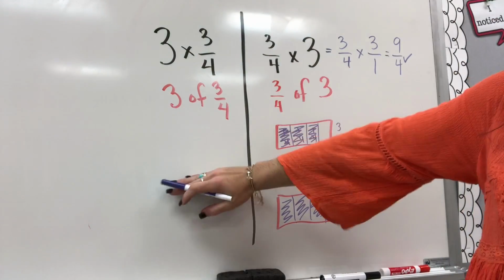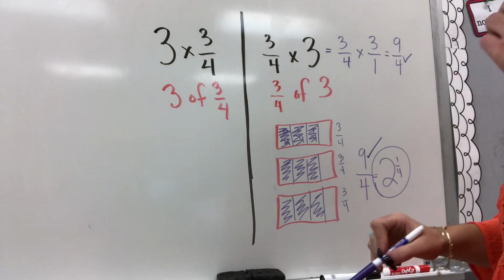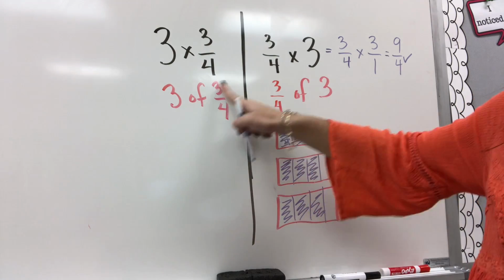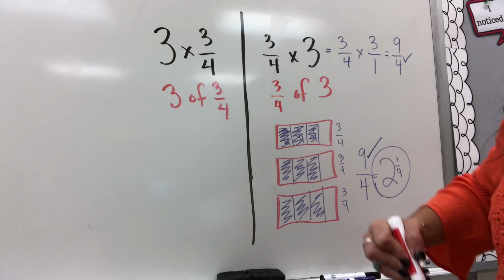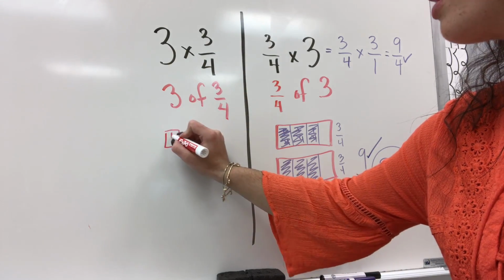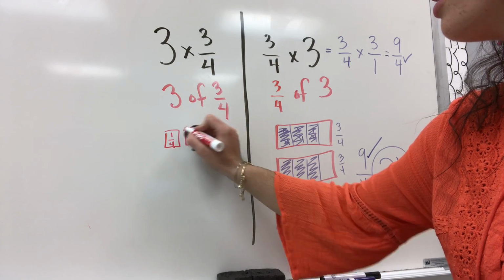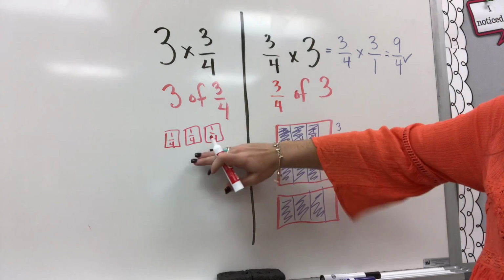Now, if I look at 3 of 3/4, okay, then that means I want 3 groups of 3/4. So I'm not going to start with 3 holes, I'm going to start with 3/4. So here is 1/4, 2/4, 3/4. Okay, that's one group.